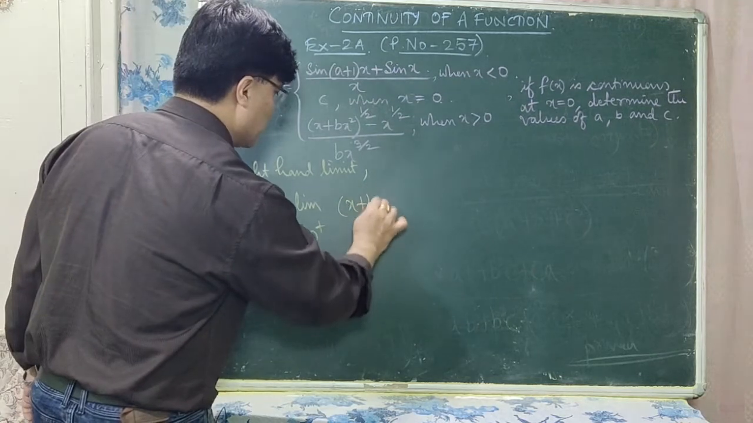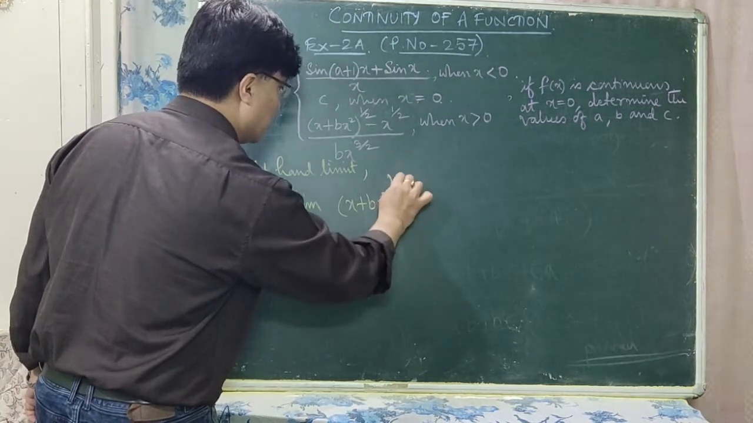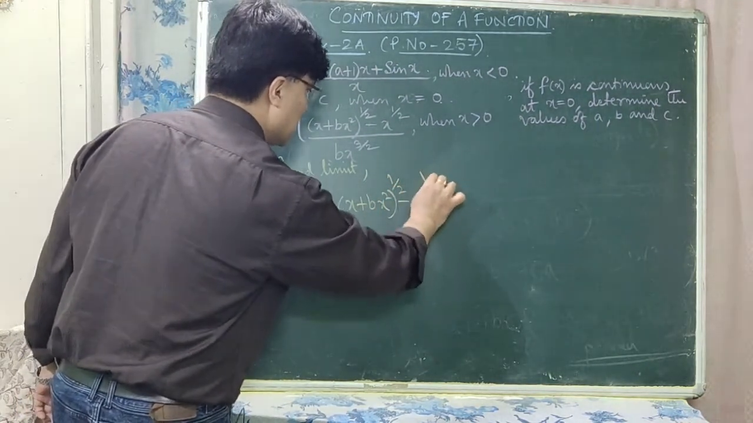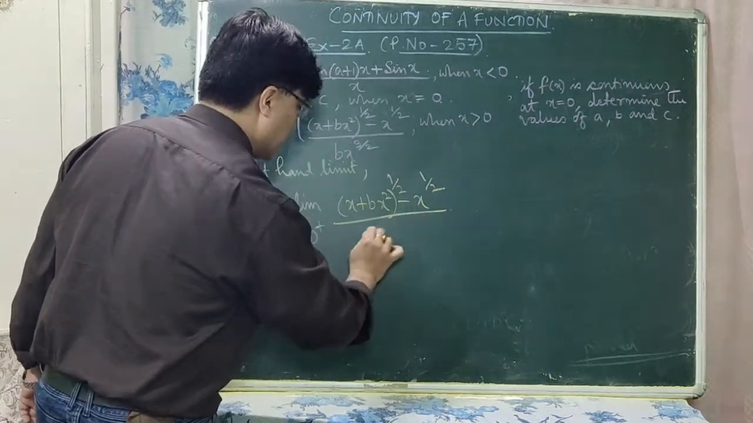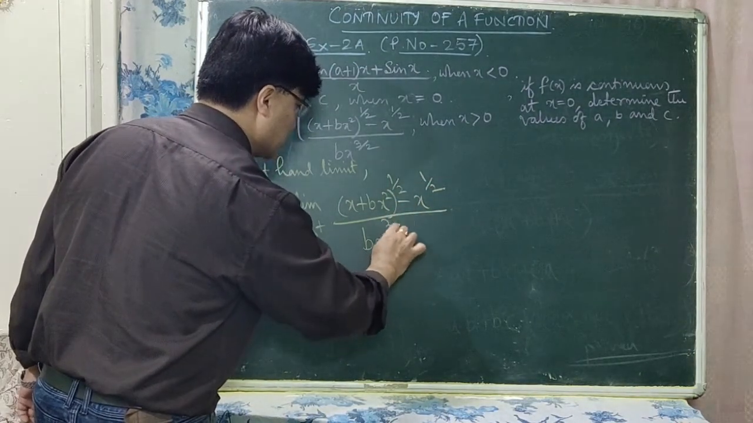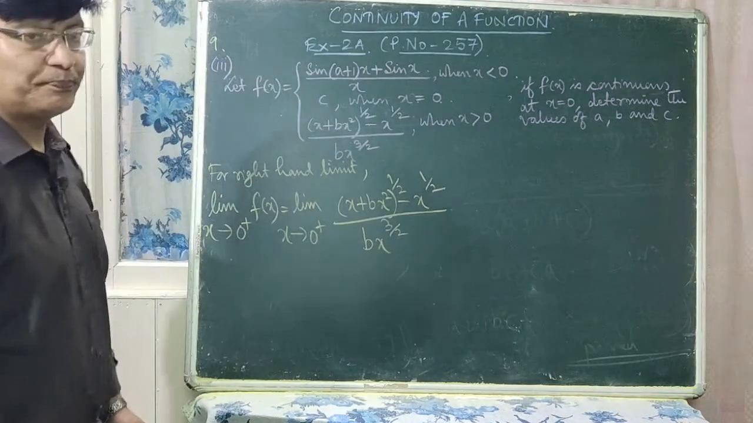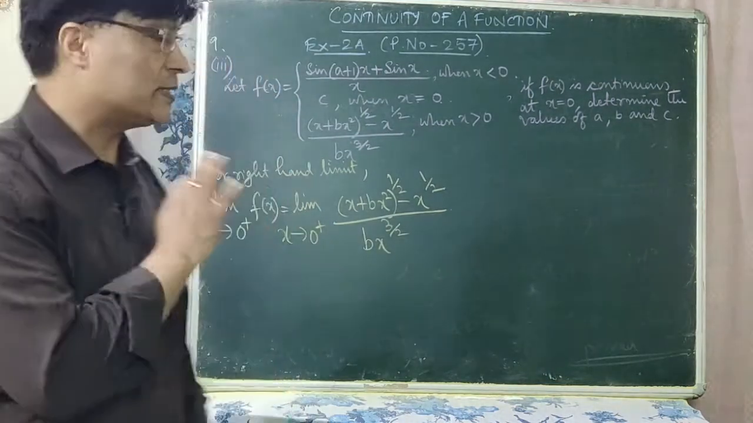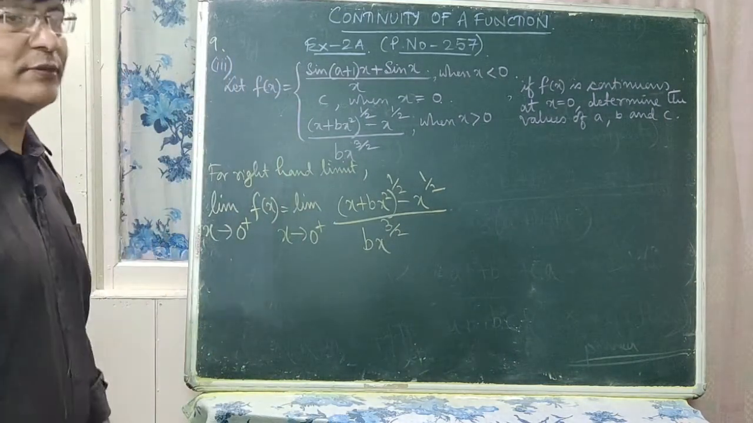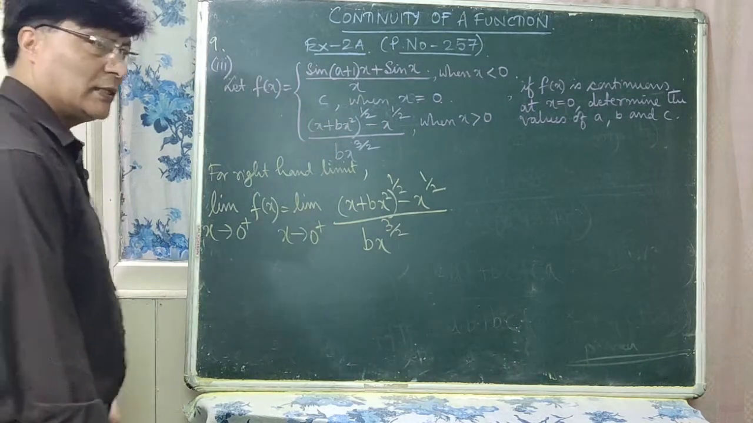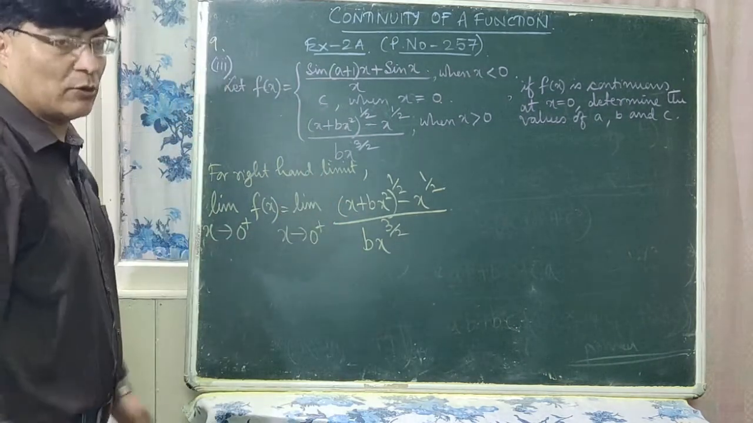So (x plus bx squared) whole to the power half minus x to the power half, divided by bx to the power 3 by 2, right? So let us simplify it. You should get the value of this limit. So how can you evaluate this limit now?